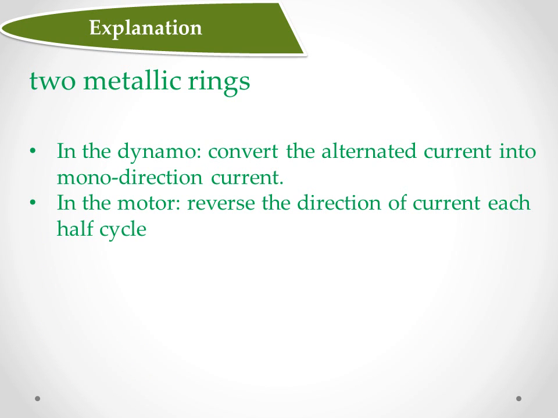Explanation. Two metallic rings in the dynamo give alternating current. The split cylinder converts the alternating current into unidirectional current. In the motor, it reverses the direction of current each half cycle.